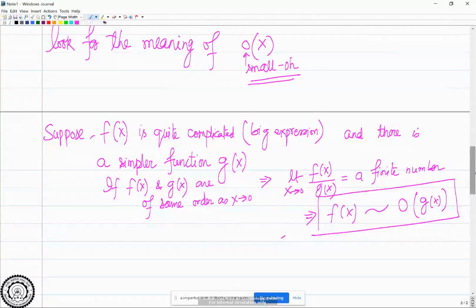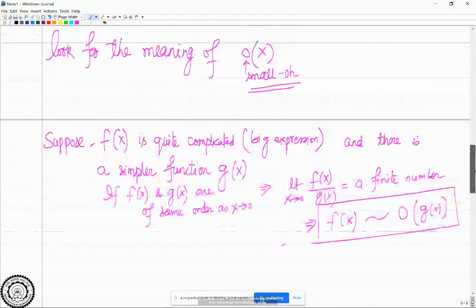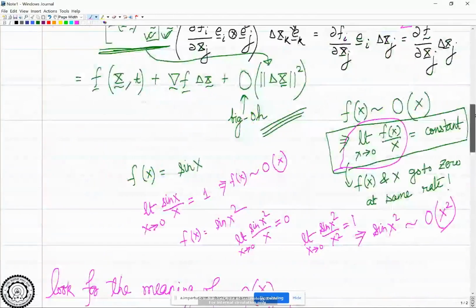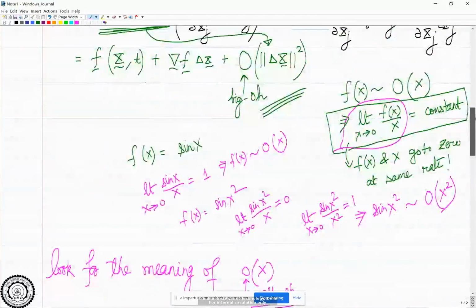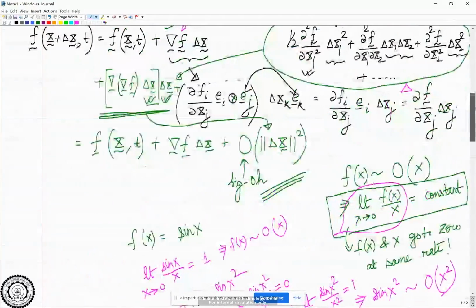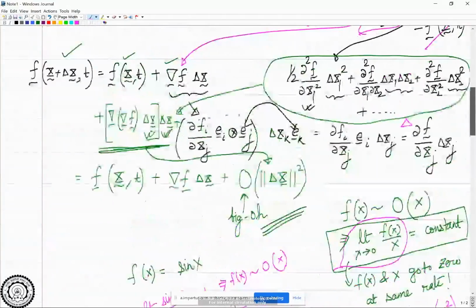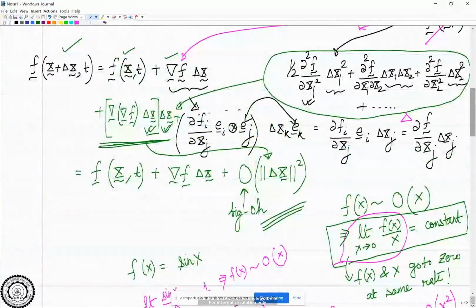Have you learned this in continuum mechanics? No, sir, we haven't learned. Okay. Sir, I had a doubt.